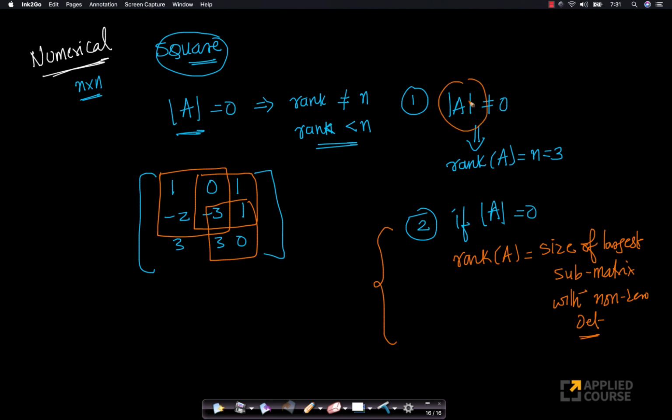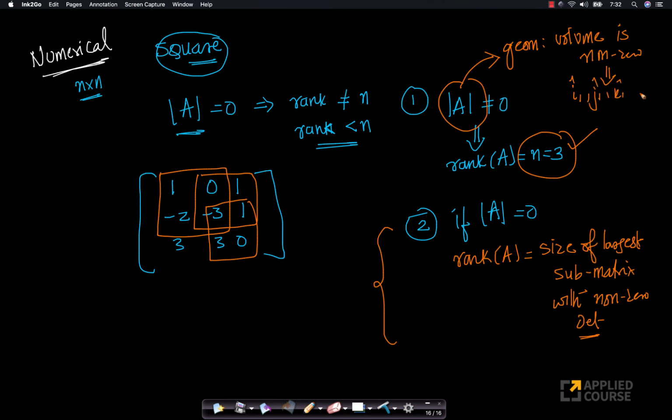If det of A is not equal to 0, then the rank is equal to 3. And this makes sense, right? There is a geometric way also of understanding this. If det of A is not equal to 0, what does this mean geometrically? It means the volume of the parallelepiped is non-zero. What does this imply? Since the volume of the parallelepiped is non-zero, your i hat, j hat, k hat are not linearly dependent, which means the rank is going to be equal to 3.